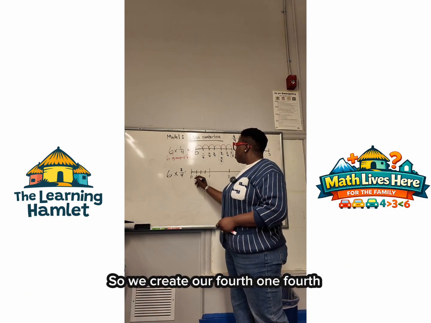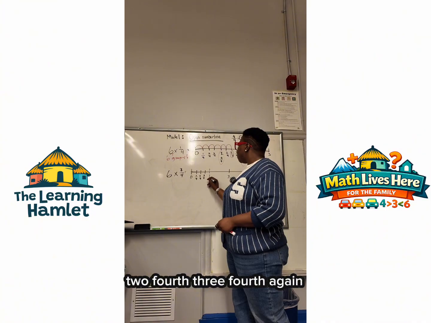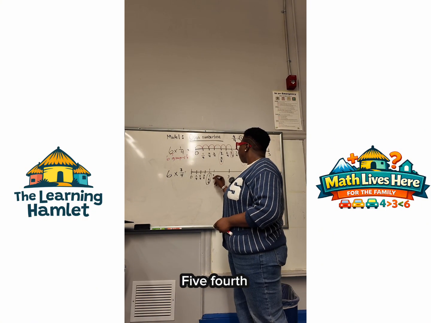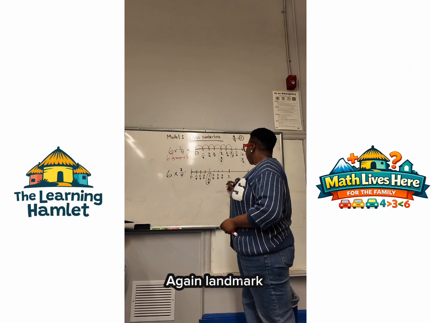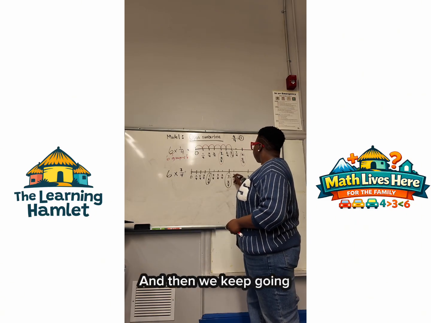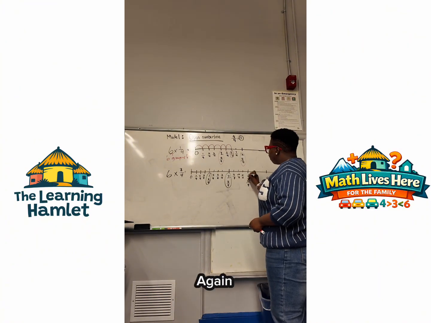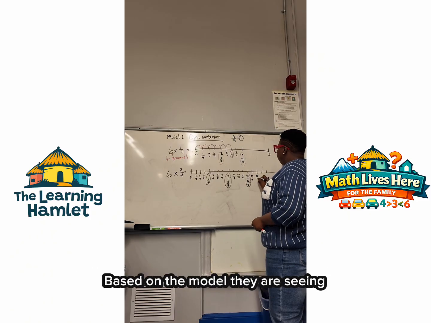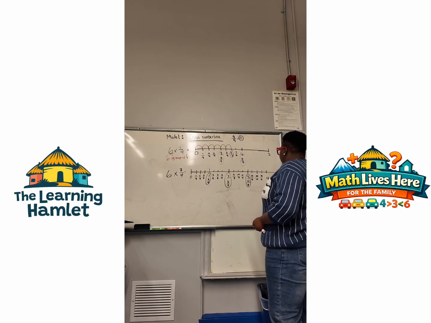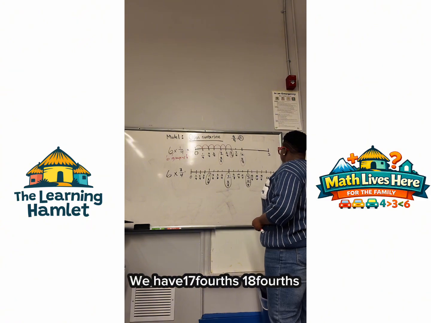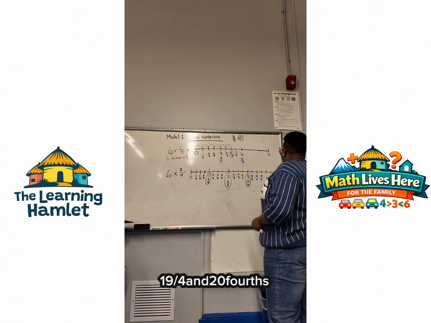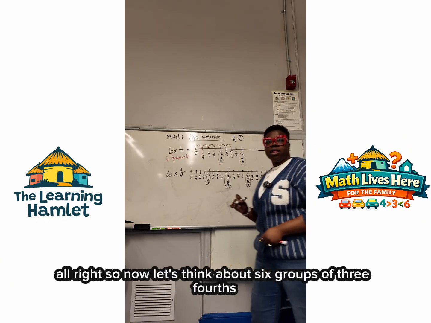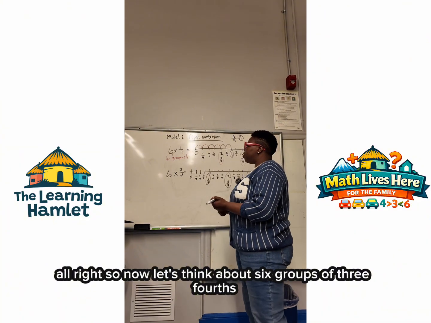So we create our 4, 1/4, 2/4, 3/4. Again, 4/4 gets us to our landmark. 5/4, 6/4, 7/4. Again, landmark, 8/4. And then we keep going. Another landmark. Again, students are starting to develop this idea of fractional relationships based on the model they are seeing. So I can keep going. We have 17/4, 18/4, 19/4, and 20/4, which gets us to 5 whole. So we have that.